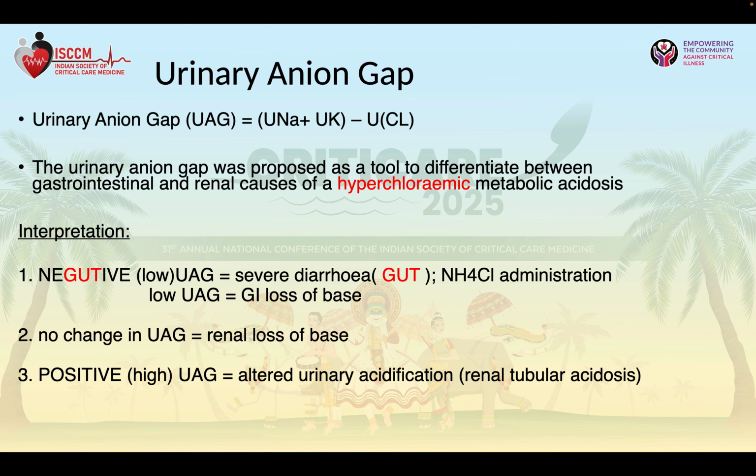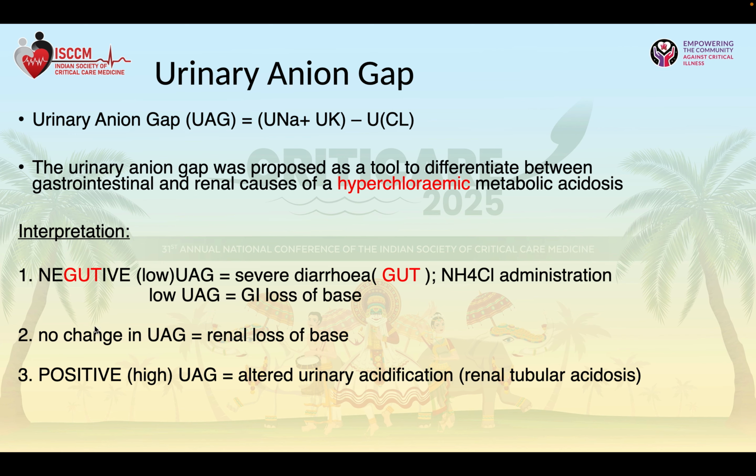And coming to the urinary anion gap, we know that it is nothing but the urinary sodium plus urinary potassium minus urinary chloride. The urinary anion gap was proposed as a tool to differentiate between GI and renal causes of hyperchloremic metabolic acidosis. So if you encounter a patient with hyperchloremic metabolic acidosis, you need to differentiate whether the cause is GI or renal, and for that we need to calculate this. So interpretation: if it is negative or a low urine anion gap, then it is mainly gut.